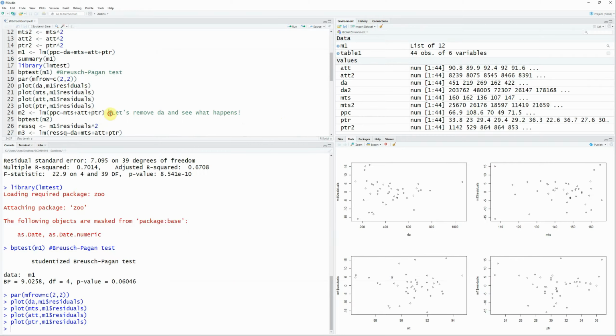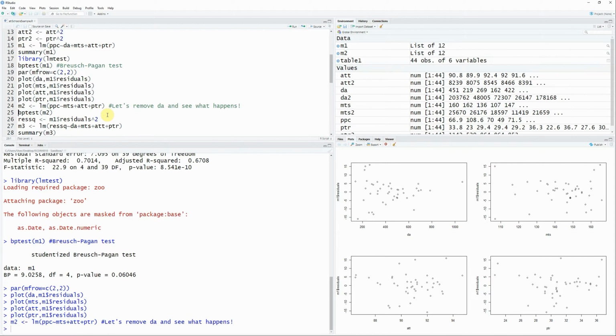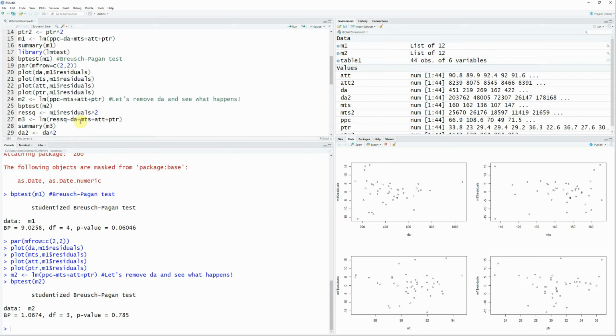So let's remove DA and see what happens. So this is just visually how we looked at it, and now we have our second model that has per pupil cost, MTS, attendance rate, and PTR. So let's run that, and then now run the BP test again, Breusch-Pagan.